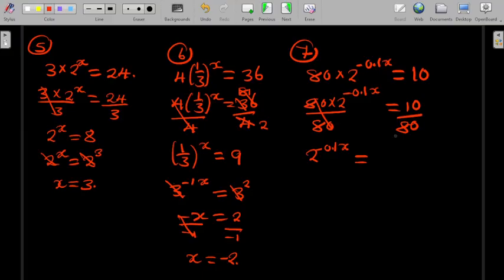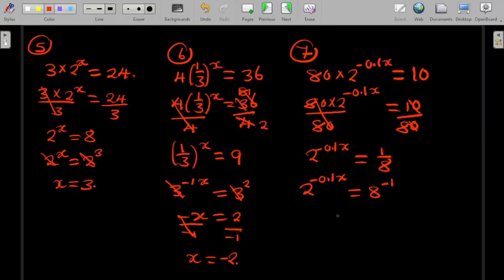This is equal to 10 over 80, where 0 and 0 cancel, and we have 1 over 8 remaining. Now after this, 1 over 8 can be written as 8 to the power negative 1. So we maintain 2 to the power negative 0.1x, which is equal to 8 to the power negative 1. So that's how we can write 1 over 8.